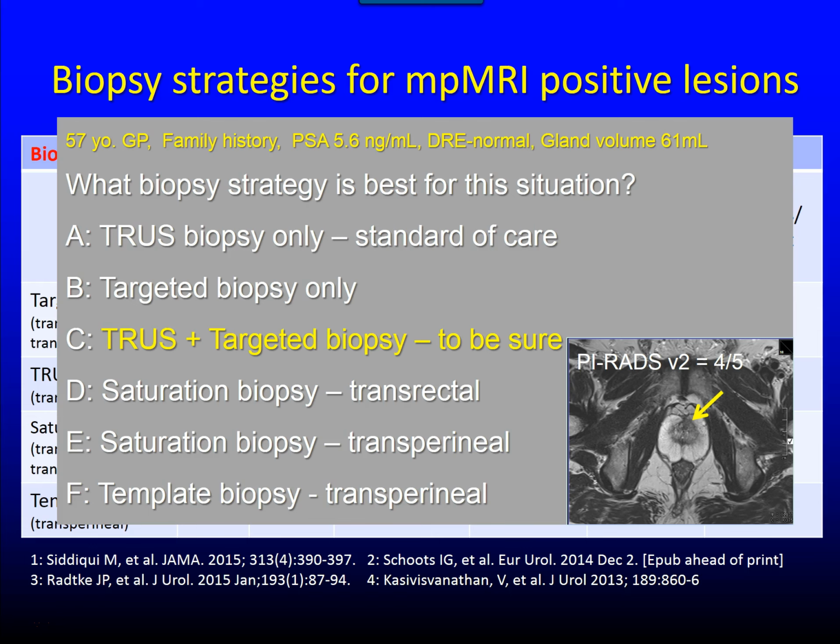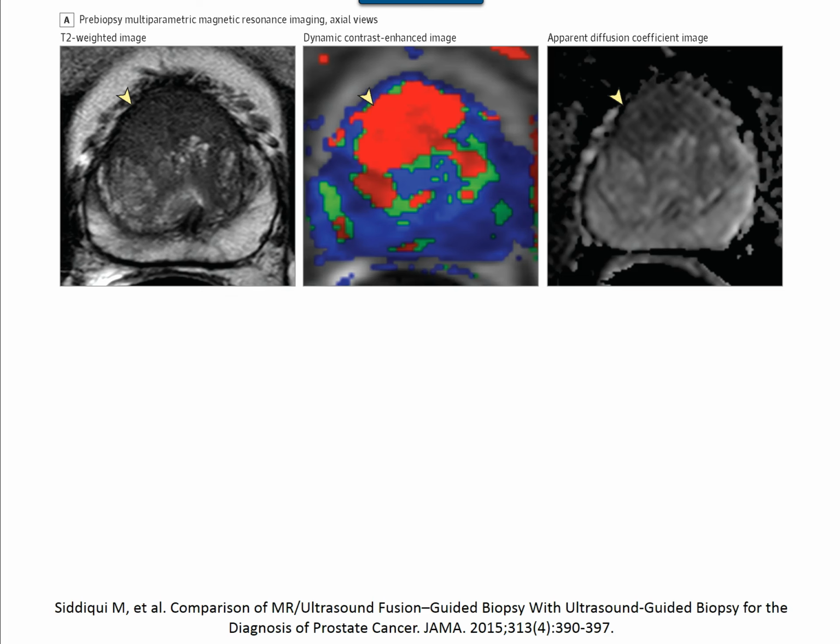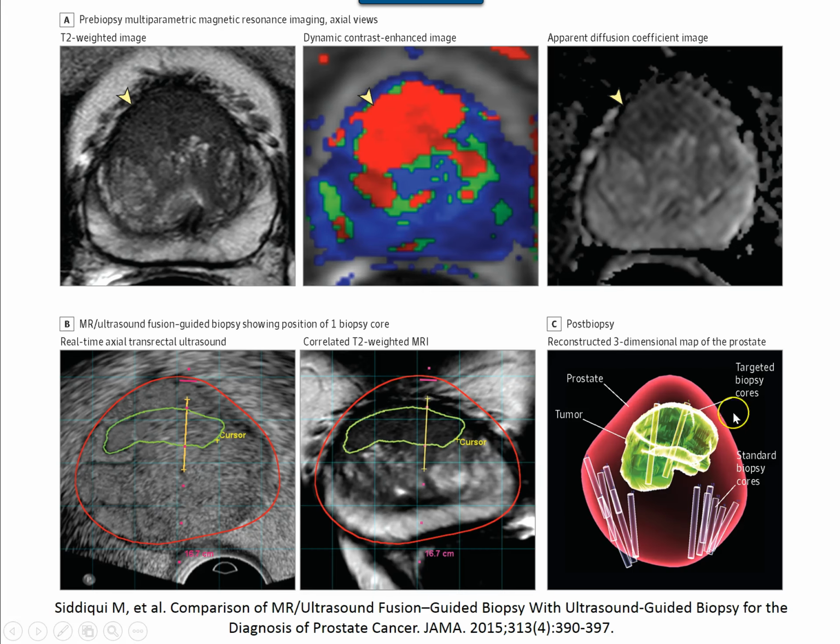Most urologists would recommend doing this. They would say we would do a truss and a targeted biopsy just to be sure. In other words, if you had a lesion like this, a large anterior tumor, you target the lesion using ultrasound, put a couple of cores through this lesion, but you would do standard truss biopsies at the back of the gland just to be sure.